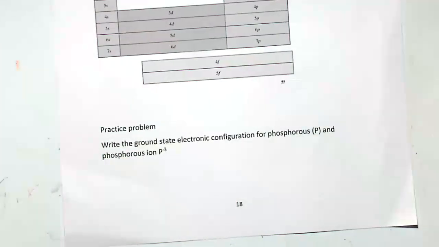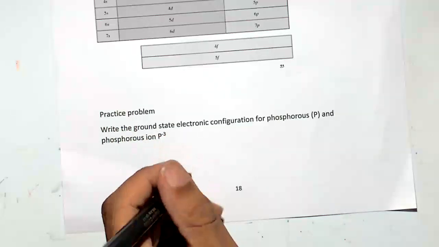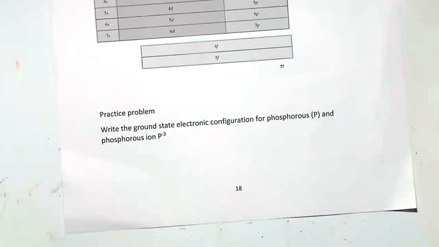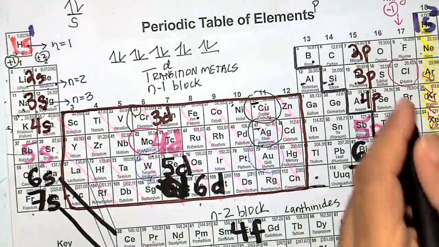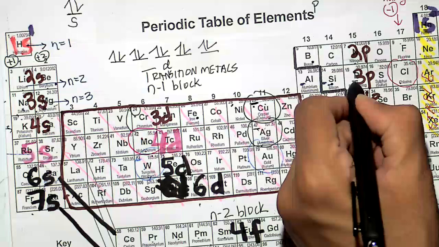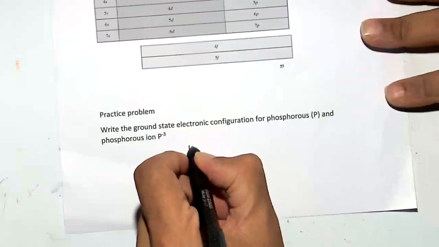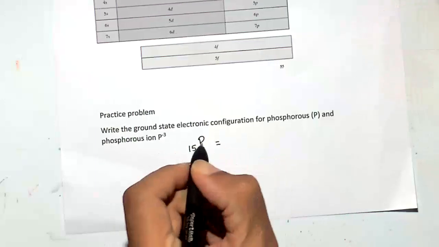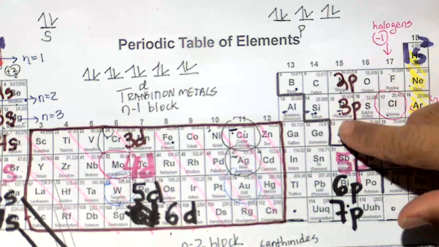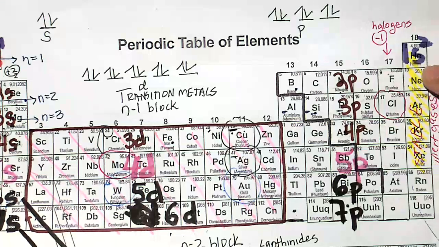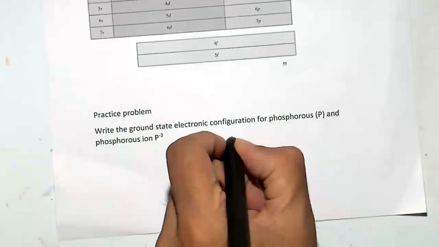All right, so write the ground state electron configuration for phosphorus and P minus 3. So phosphorus, where do we see phosphorus in the periodic table? That's 15. So we have 15 electrons. 10 go the way of neon, so that's neon.